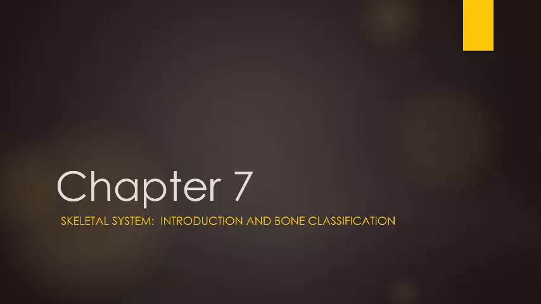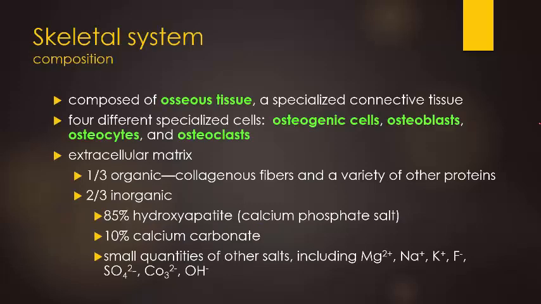All right, so we're ready to begin Chapter 7, which is about the skeletal system. We'll begin with an introduction and then look at how we classify bones. We're going to start with bone classification based on shape.